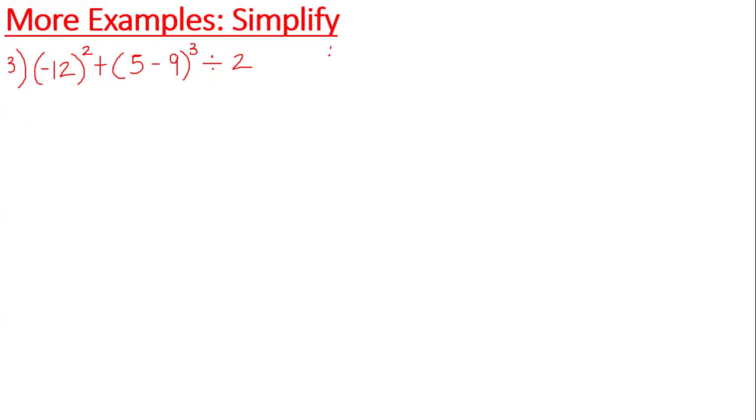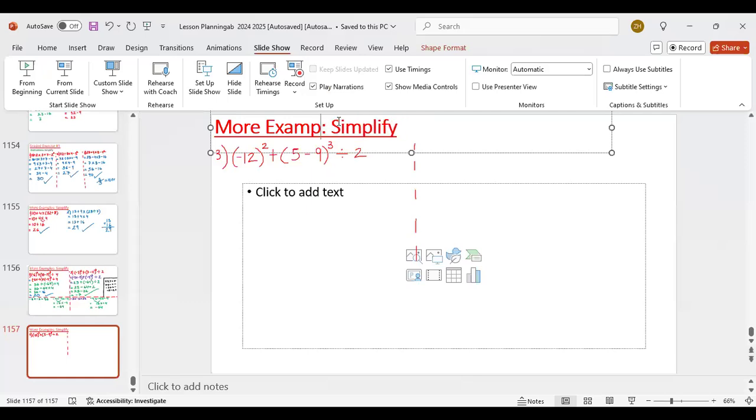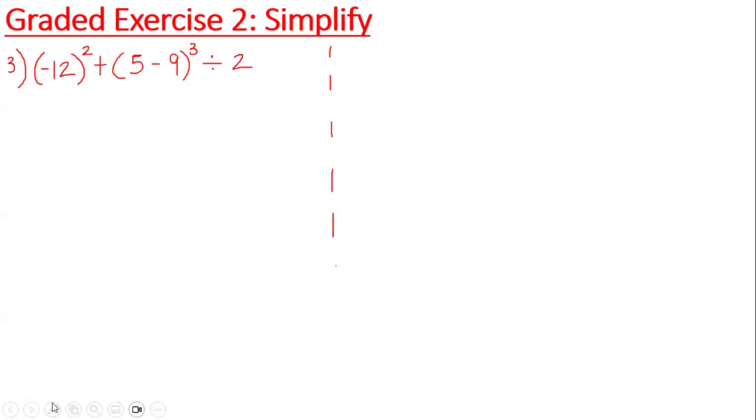Number 3, and then let me give y'all another one. You know what? Let's just call this a grade exercise instead of an example. Let's say this is grade exercise number 2 at least. Okay, good. I want you to do this by yourself and then send it to me via WhatsApp. Let's do another one, number 4 rather.